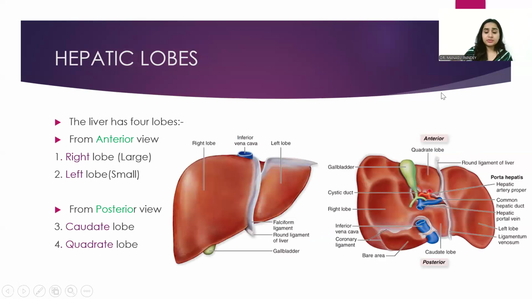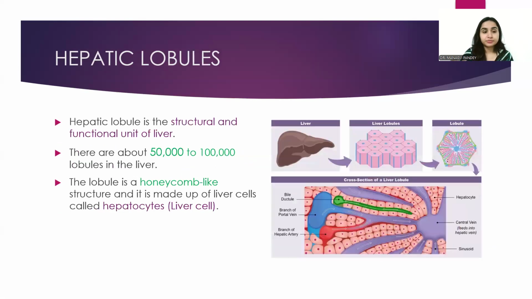Now the hepatic lobes, various parts. The hepatic lobes are four in number. If we look anteriorly, it has a right lobe and a left lobe. The right lobe is the larger one and the left lobe is the smaller lobe. And if we see through the posterior view, we can see two lobes again, the quadrate lobe and the caudate lobe. So the quadrate lobe is here and the caudate lobe is here. So in total, the liver has four lobes.